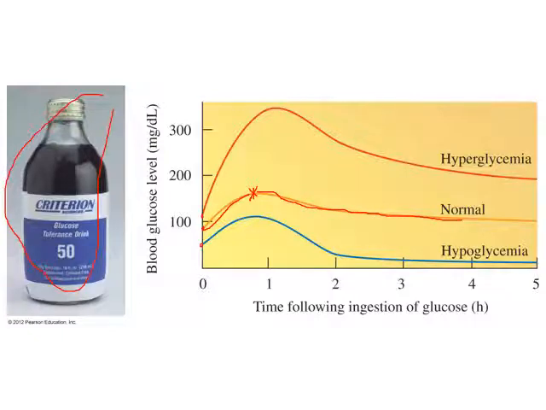Okay, now if your body doesn't make insulin, your blood levels go up, but there's no insulin to let this glucose into the cells, and so your glucose levels stay pretty high. Now they do go down, and that's because there are other ways that the glucose can get into your cells.